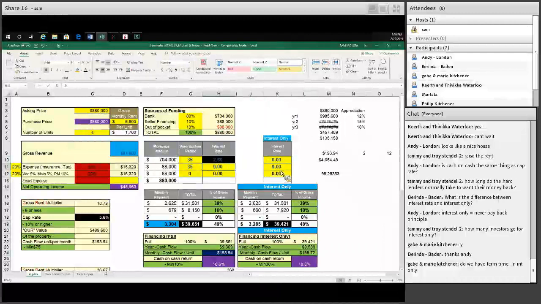Do we have a term time in the interest only? Yes, you would still have a term. You could have a 5-year term, 10-year term, 15, 20, 30, 50-year term. Yeah, you'd still have a term.